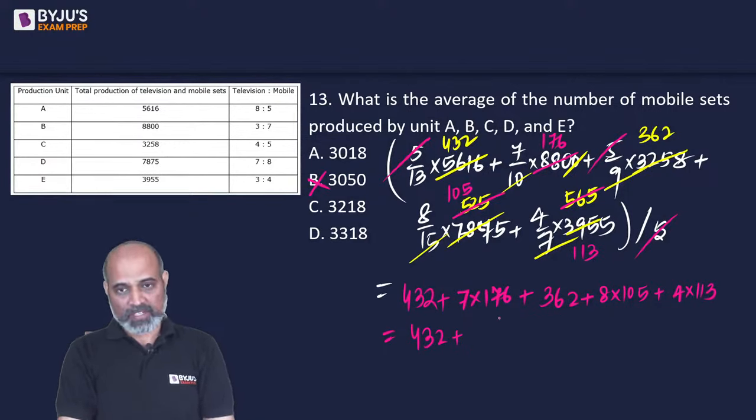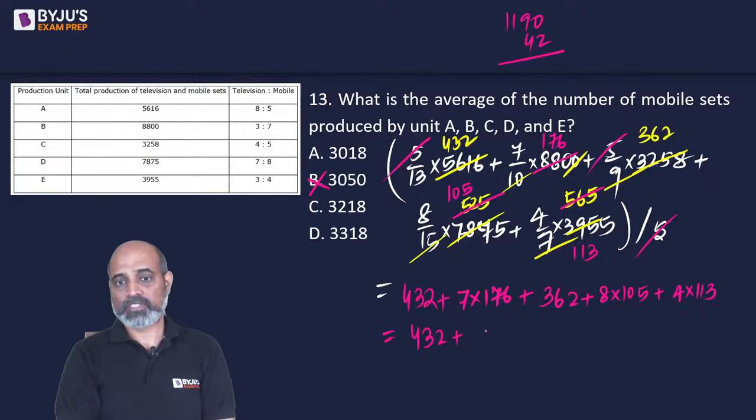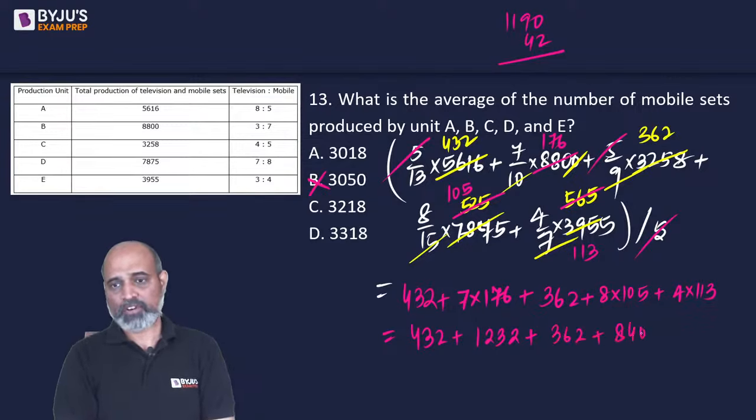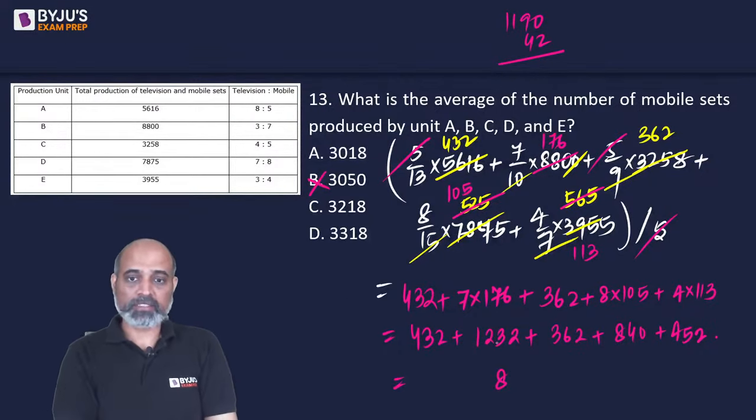17 into 7 is 70 plus 49, 119. So 1190, and 7 into 6 is 42. So this is 1232 plus 362 plus 840 plus 452. So if I add all the last digits, this will end in 8. That's how I said that B can't be our answer, right?